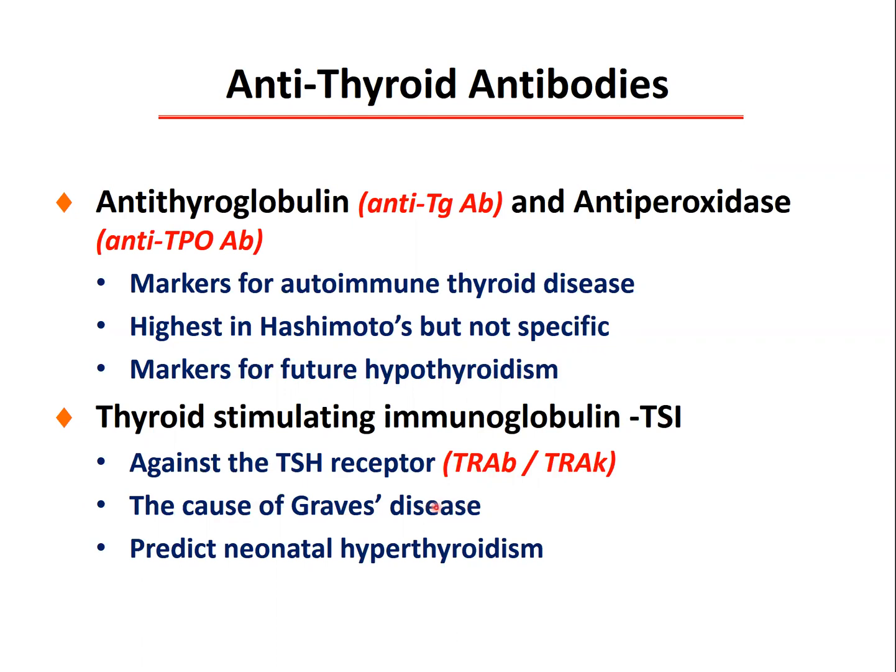When we have an autoimmune reaction against the TSH receptor, this antibody will cause not a downregulation, but a stimulation of the thyroid gland. And this antibody can predict neonatal hyperthyroidism very easily.